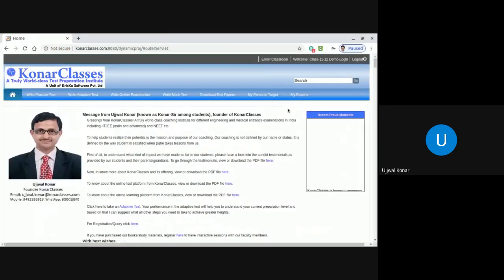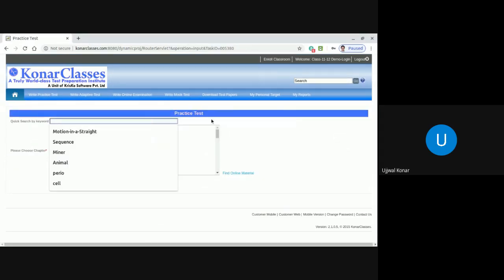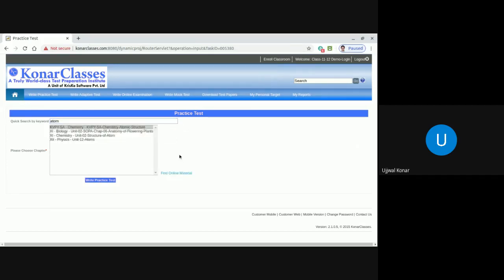After that, you click into the right practice test. And after that, you go to atomic structure, for example. Any topic you can think of, you can write here, such as atomic structure. If you see the structure of atom, it is a class 11 topic, unit 2, structure of atom. And then you click on find online material.